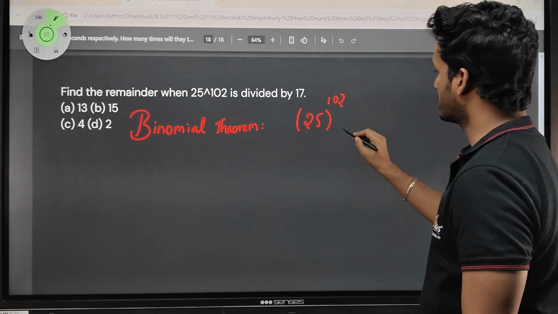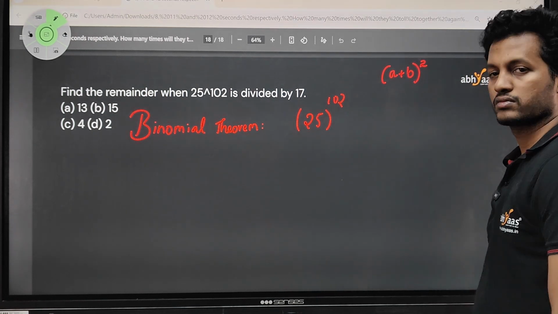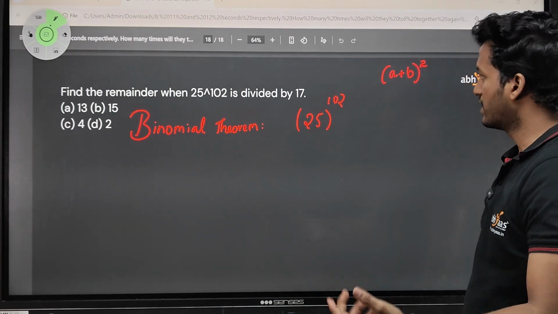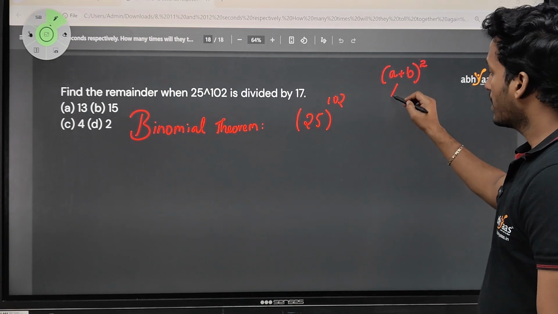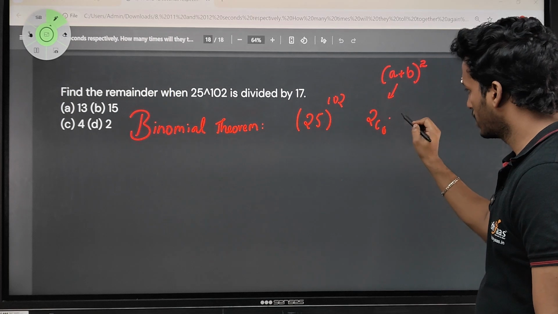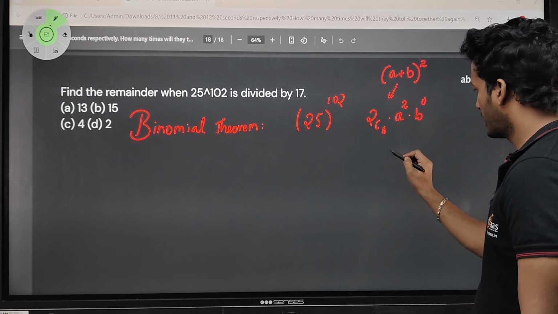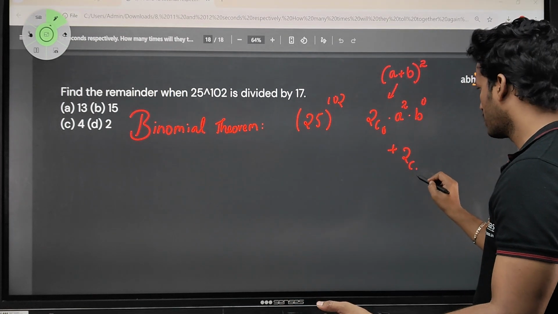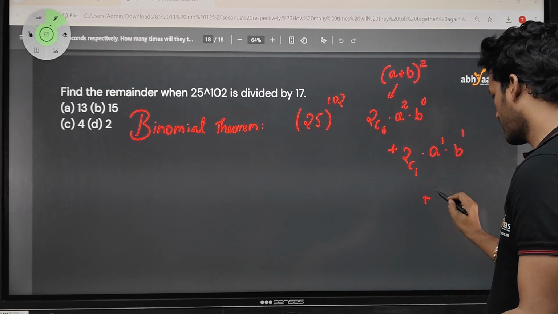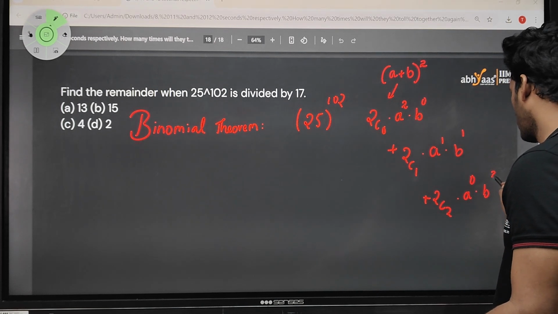Before going to expand this, let's find the expansion of (a plus b) whole power 2. You already know the expansion of (a plus b) whole square is a square plus b square plus 2ab. But in the binomial theorem, we will say that it has 2C0 into a squared into b power 0. The next term would be 2C1 into a power 1 into b power 1. The next term, or the last term, is 2C2 into a power 0 into b power 2.